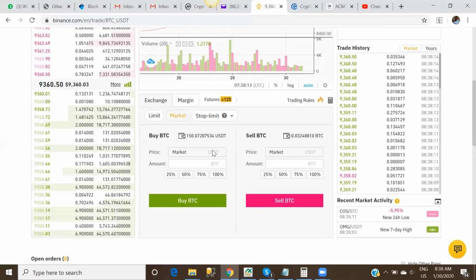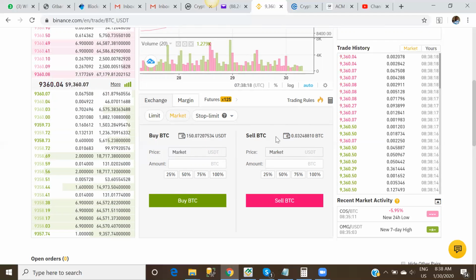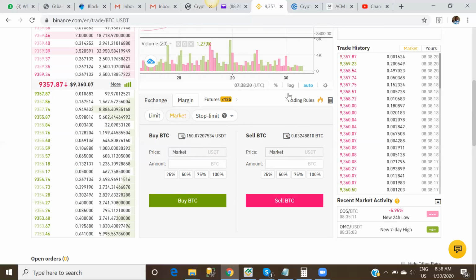When you're done and you want to convert back to Bitcoin, probably you want to sell, it's the same thing. You go through the same process. Okay, so that's just about it.